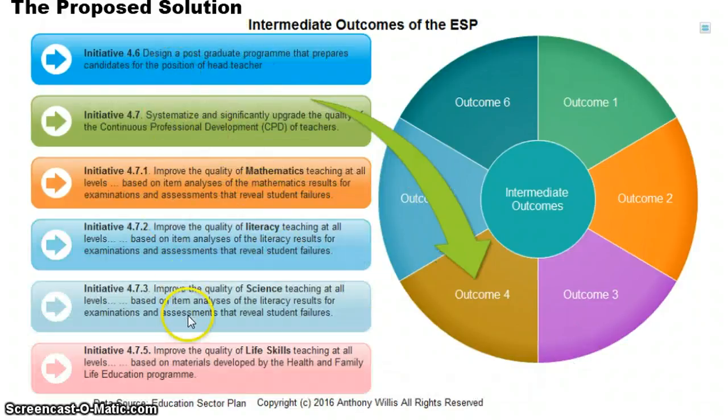So here are more initiatives for outcome number 4. Design a postgraduate program that prepares candidates for the position of a teacher. Now you can pause the video and look at these initiatives yourself. Take for example Initiative 4.7.1, improve the quality of mathematics teaching at all levels based on item analysis of the mathematics results for examinations and assessments that reveal student failures. So there you have it. In a subsequent video we'll continue with this analysis.